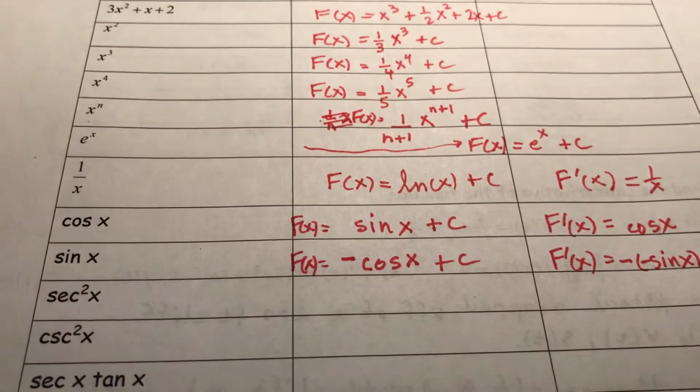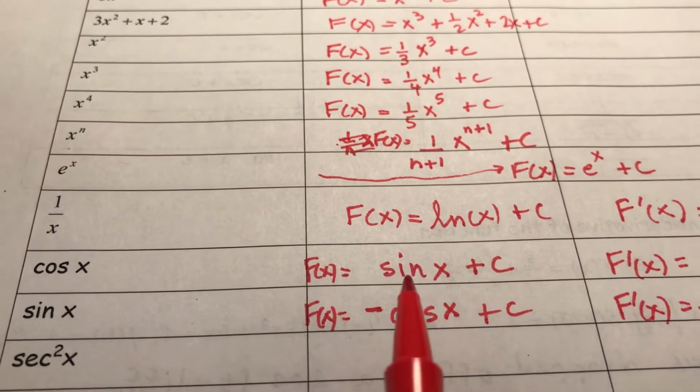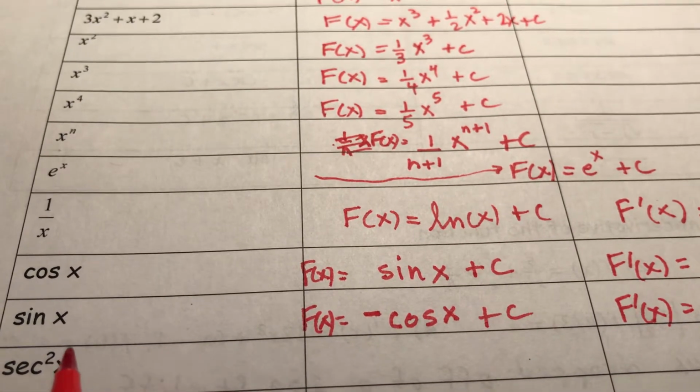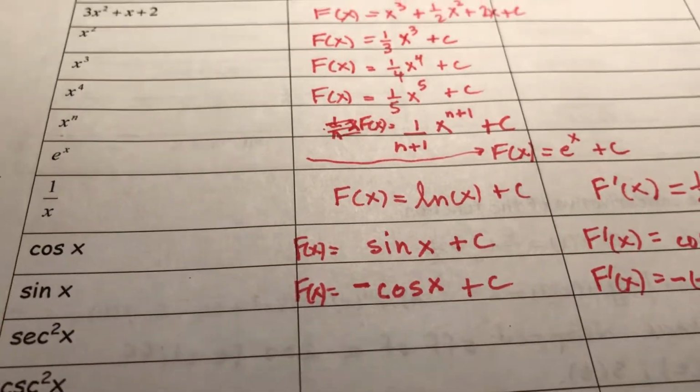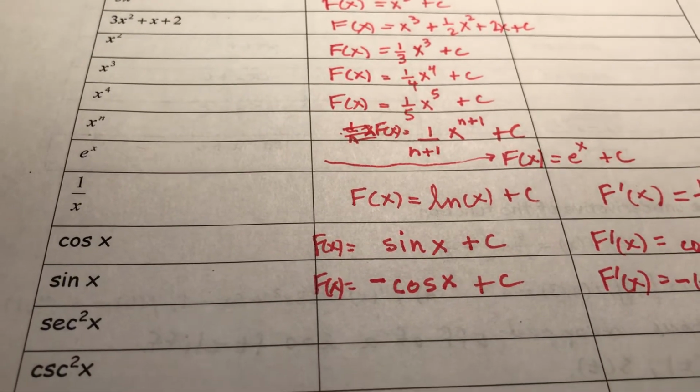So the signs are going to get confusing. You just got to get them straight. I always remember the derivative of sine is cosine, and the derivative of cosine is negative sine. So the antiderivative, you just have to always remember the plus minus.